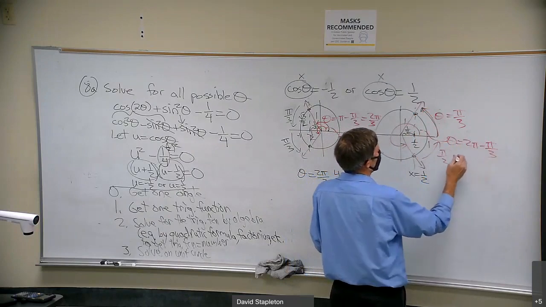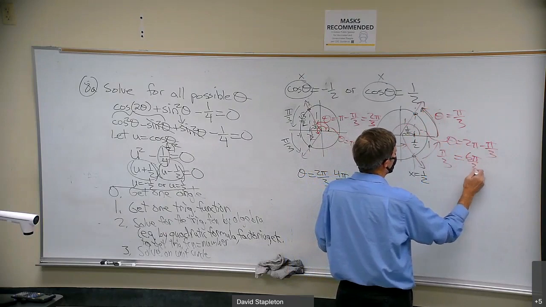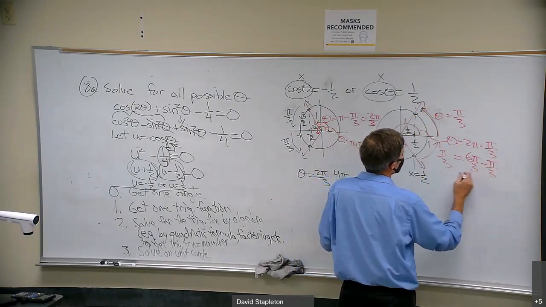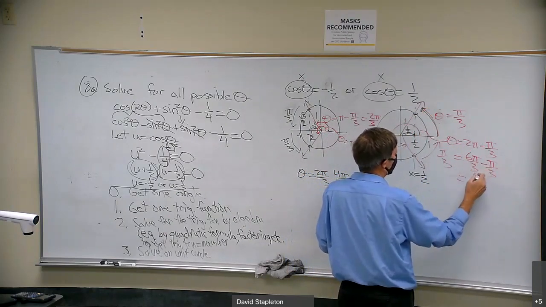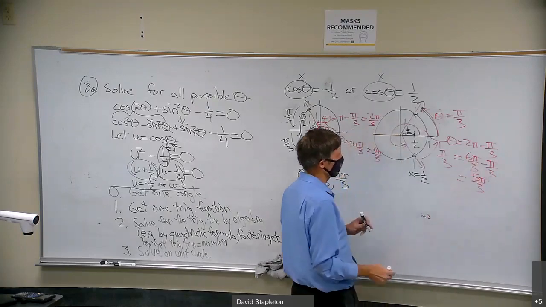Then you have to use your fractions, right? 2 pi multiplied top and bottom by 3 gives you 6 pi over 3. Subtract pi over 3 means you subtract the numerator. 6 pi minus pi is 5 pi all over 3, right? So the difference in the numerators over the common denominator.